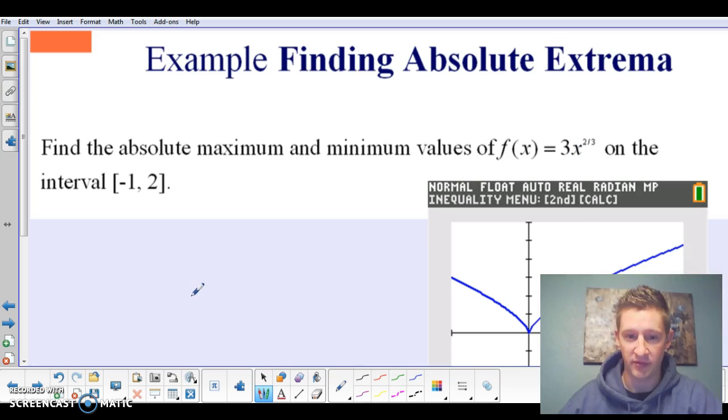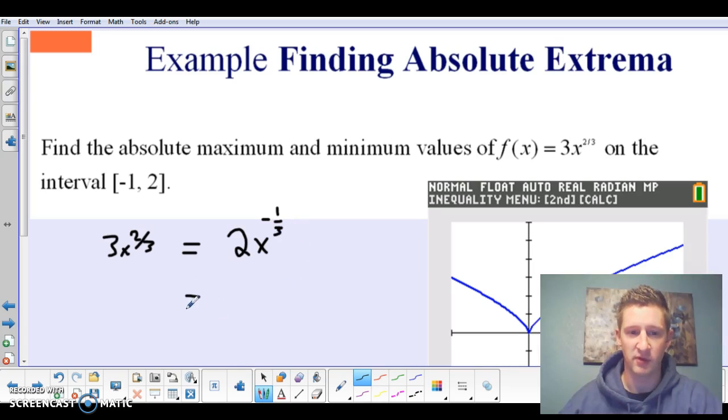As I find the derivative of 3x to the 2/3, using the power property, I have 2/3 going to come to the front and be multiplied by that expression. So 2/3 times 3 is 2. That'll give me 2x raised to the -1/3 power.